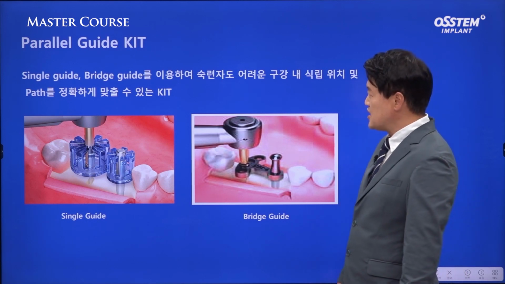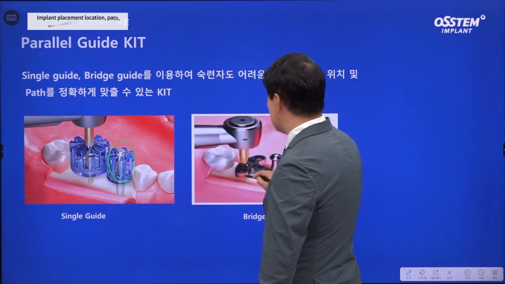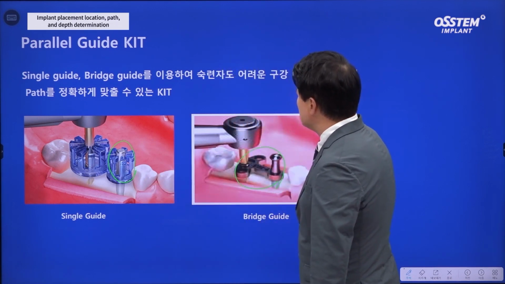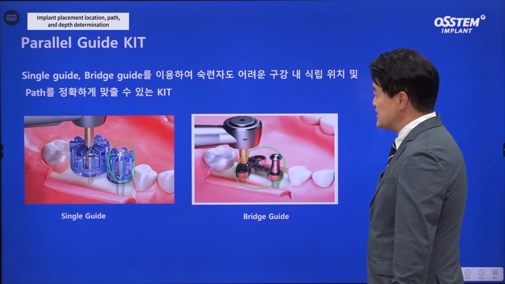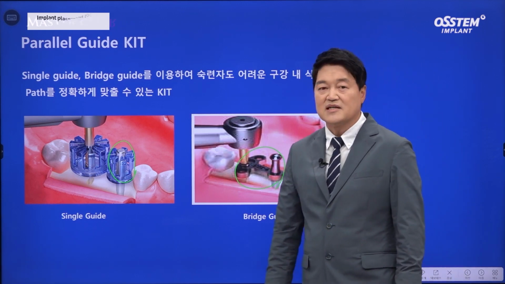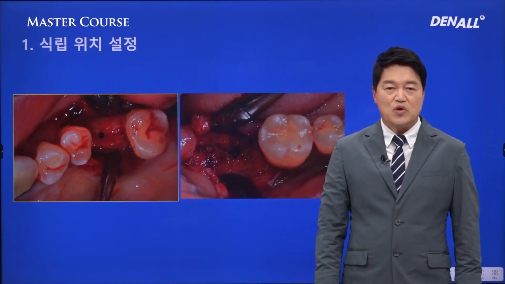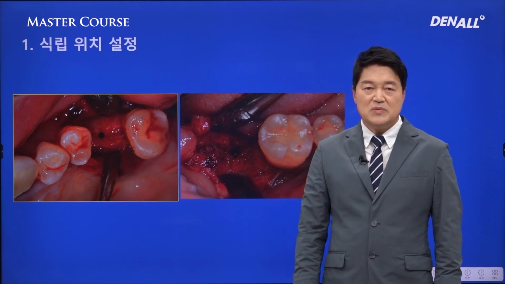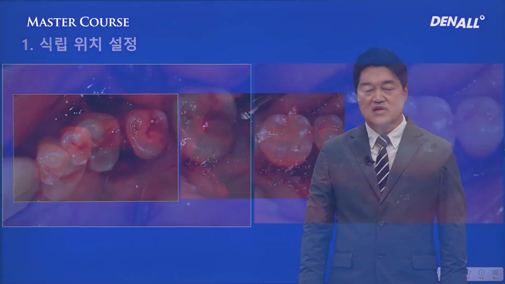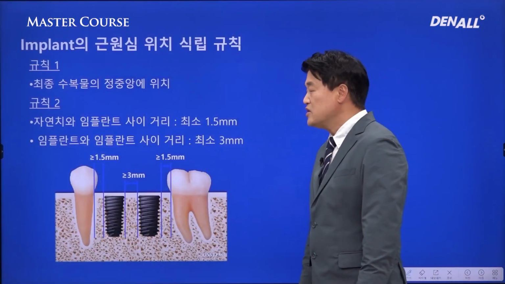Parallel guide kit. It is also called a positioning guide kit. A single guide like this or bridge guide can be used. The placement path and locations can be facilitated using this parallel guide kit. Let me talk about how to set placement locations. Mesiodistally, we need to consider the distance, and buccolingually, positioning should be made.